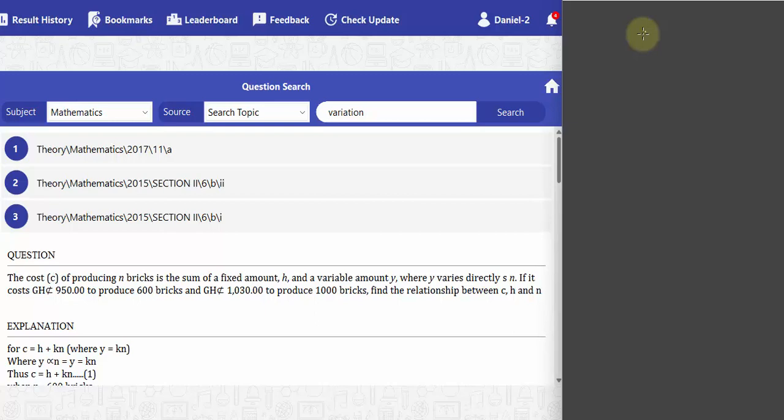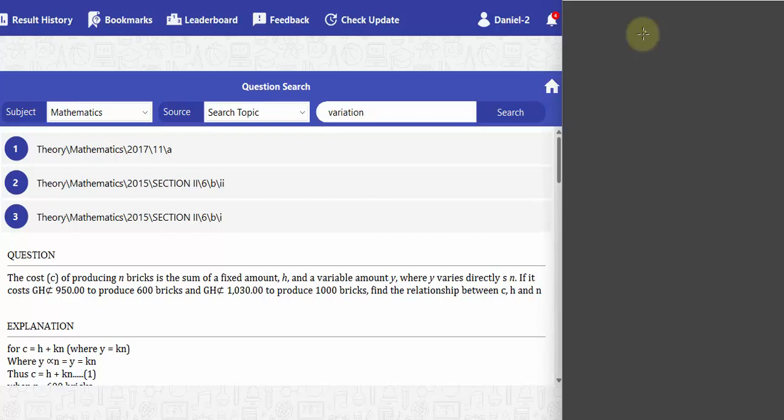So let's take a look at the question more closely. The cost C of producing n bricks is the sum of a fixed amount h and a variable amount y, where y varies directly as n. If it costs 950 Ghana cedis to produce 600 bricks, and it costs 1030 Ghana cedis to produce 1000 bricks, find the relationship between C, h and n.